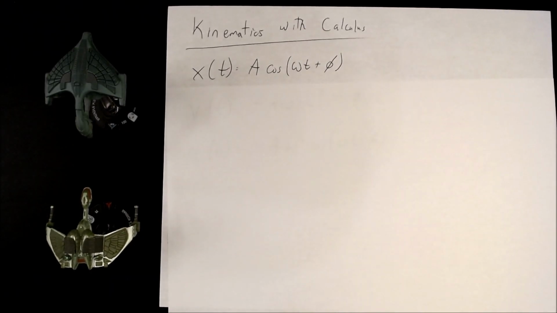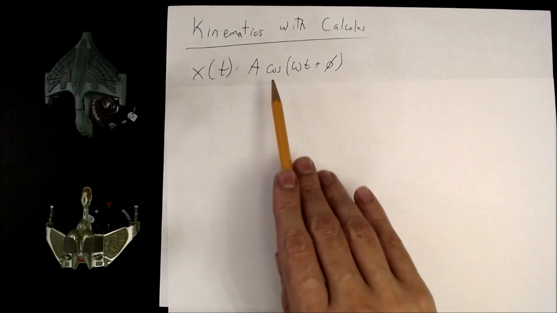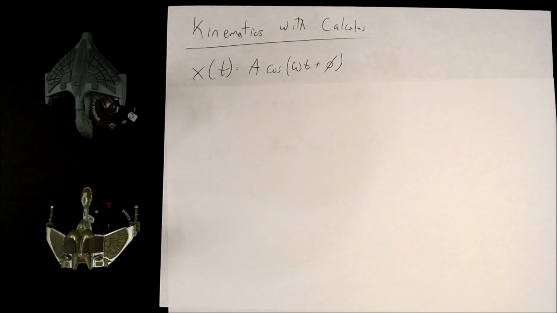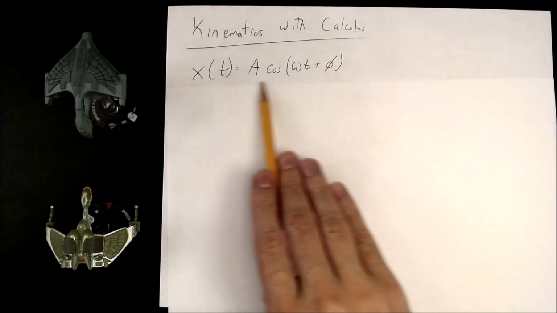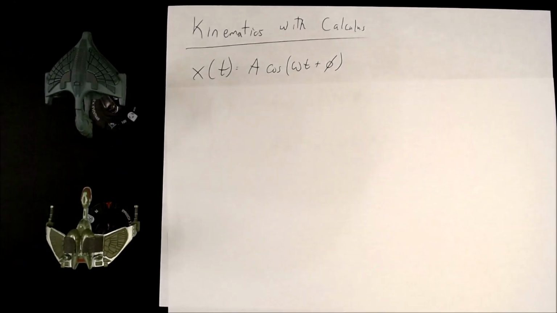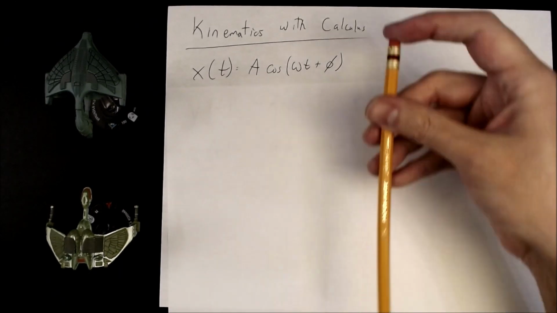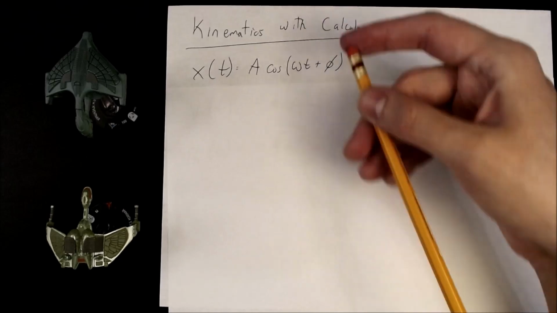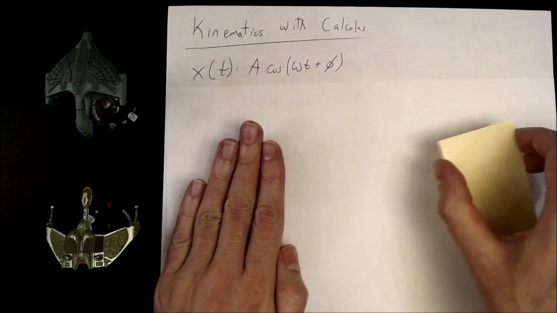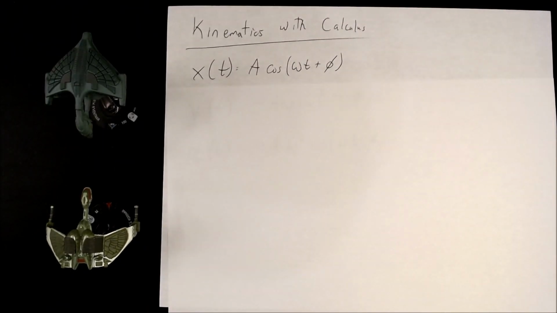Can we find the velocity as a function of time this way? Yes, we can. Go ahead and try to figure out the velocity function given this initial function. What is the velocity of this pendulum or this simple harmonic oscillator or this mass on a spring as it goes back and forth? Find the velocity of that as a function of time using calculus, using your calculus knowledge.